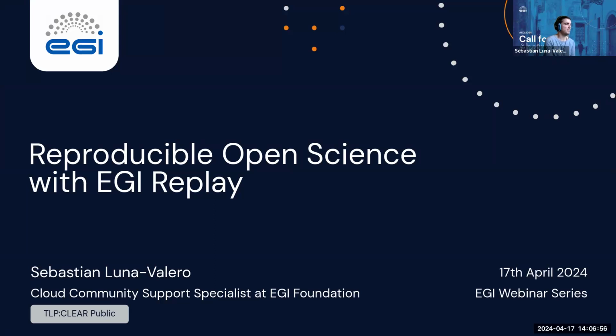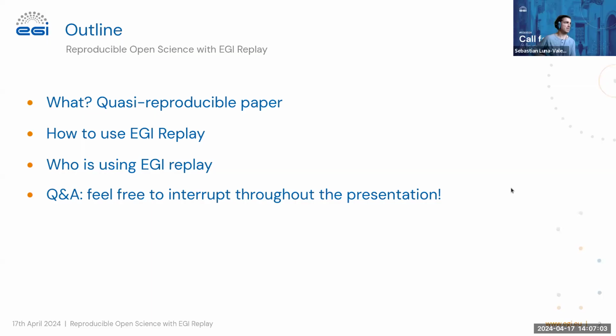I'm Sebastian, and I'm going to present reproducible open science with EGI Replay. This is the structure of the talk. I'll give 3 parts. The first one, I'm going to present an almost reproducible paper as an example of how to achieve reproducibility with EGI Replay. Then I'm going to explain how to use EGI Replay for your own research project. And then I'll briefly discuss what communities are already using the EGI Replay service.